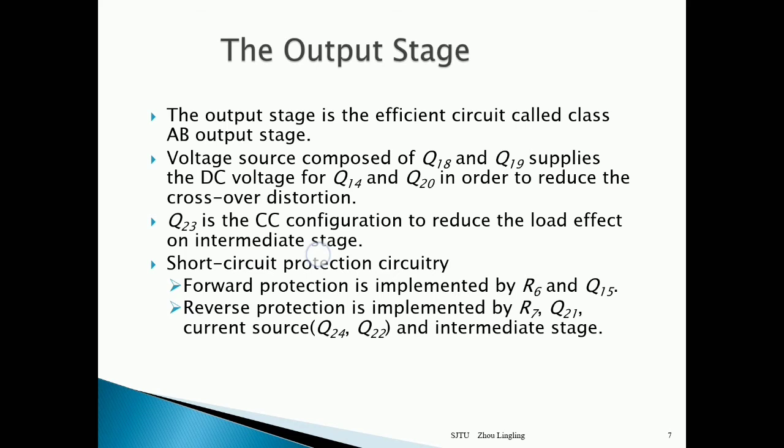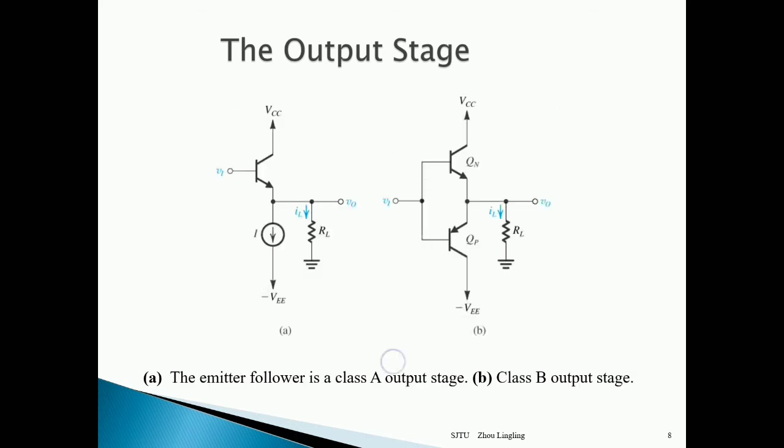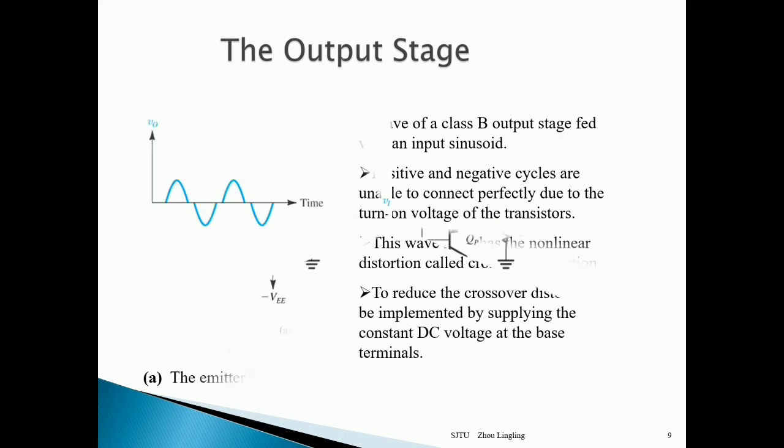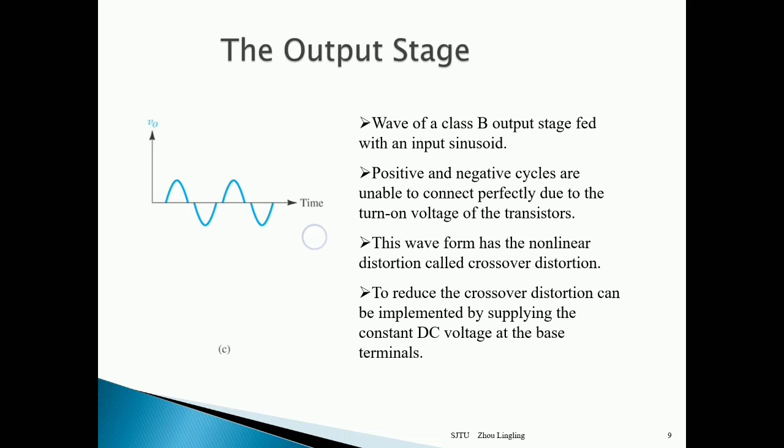A class B push-pull amplifier is basically an emitter follower with a complementary transistor. In this diagram, circuit B is the emitter follower, a class A output stage, and the push-pull amplifier satisfies the above requirements of the output stage. One major limitation of this circuit is that the output voltage remains 0 as long as Vin is less than VBE. This introduces crossover distortion in the output.